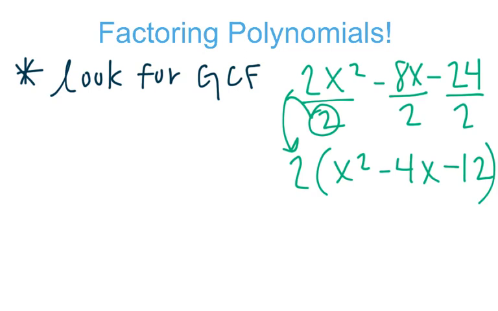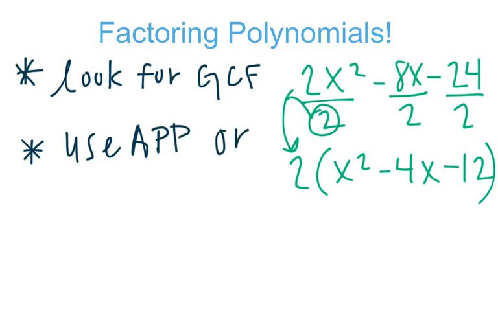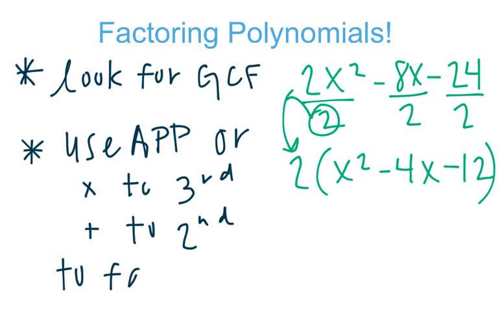Once we've looked for a GCF, and if we have one, we've factored it out and rewritten it, the next thing we're going to do is either use our app, and I'll take you through that again, or use the rules of factoring. So remember, numbers that multiply to the third number and add to the second number to factor completely.